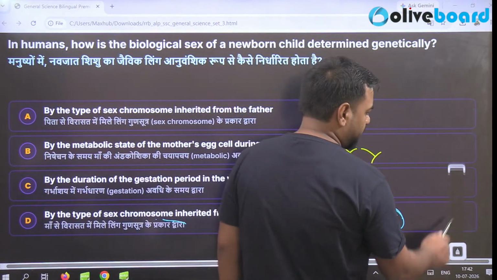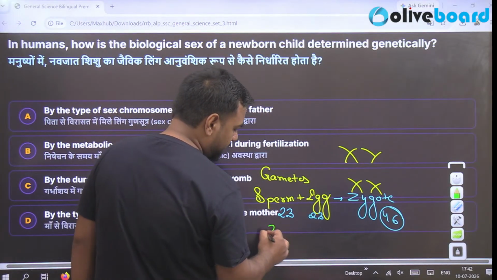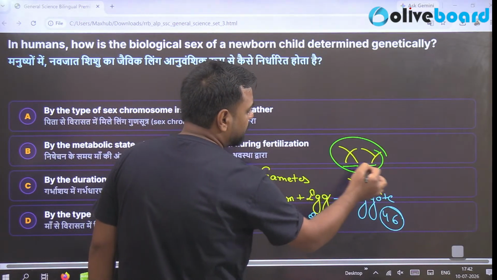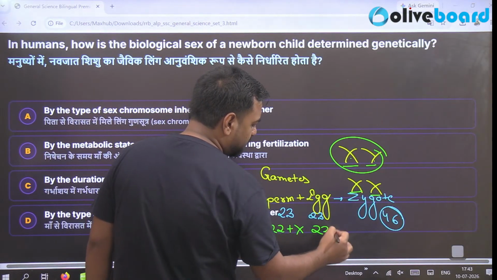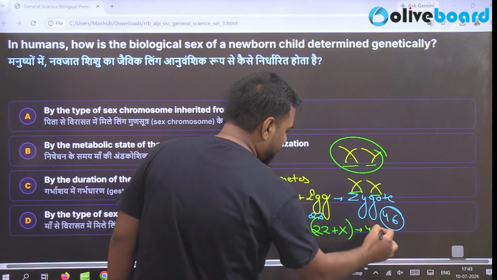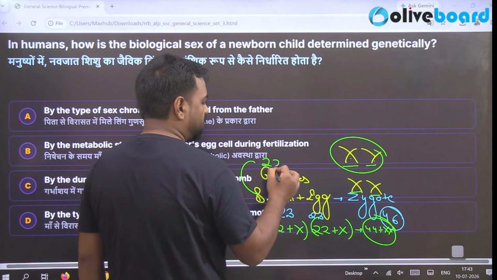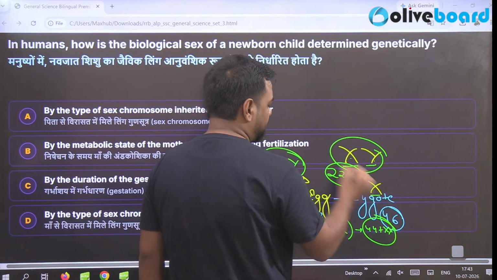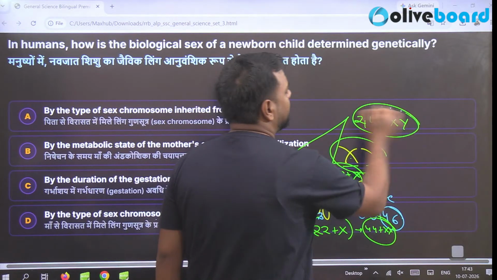Okay. So now guys, since half of the chromosomes are coming from the father, it will be 22 plus, since the male has XY, either X will come or Y will come. So let's say X came. Mother doesn't have any option, it's just X, so it's 22 plus X. In this case, when these combine, it will give you 44 plus XX, that is, a female child will be formed. But if it's 22 plus Y, and here 22 plus X, in this case it will be 44 plus XY, that is, a male child will be formed.